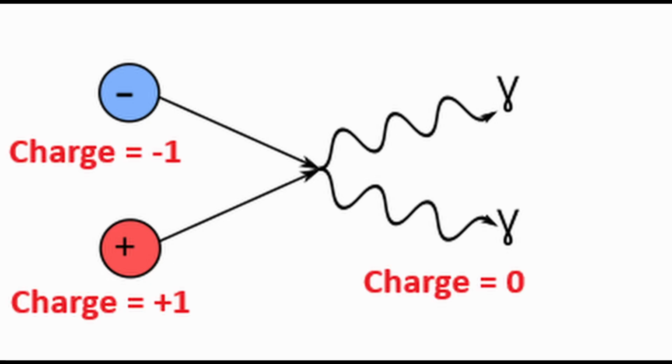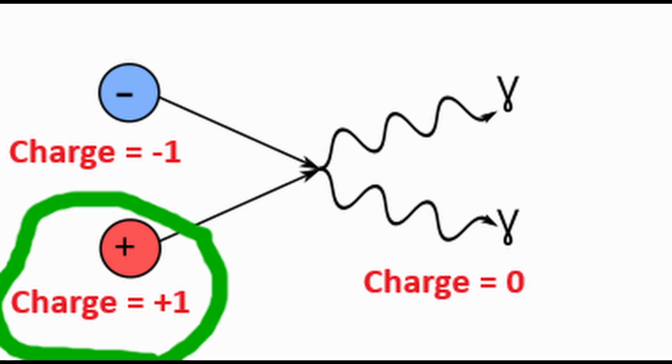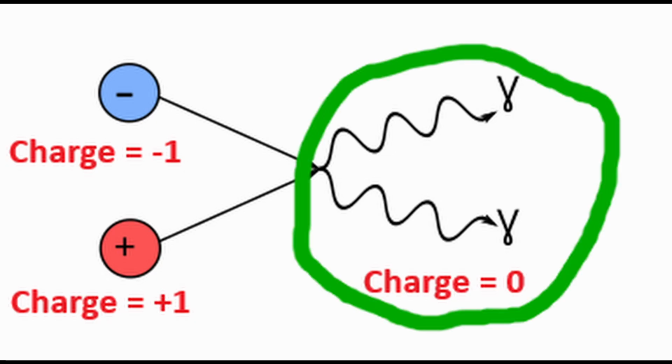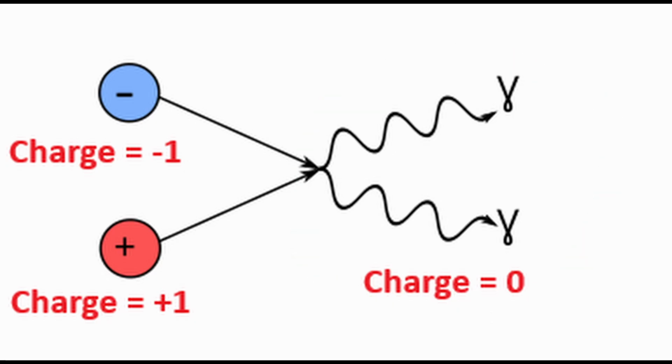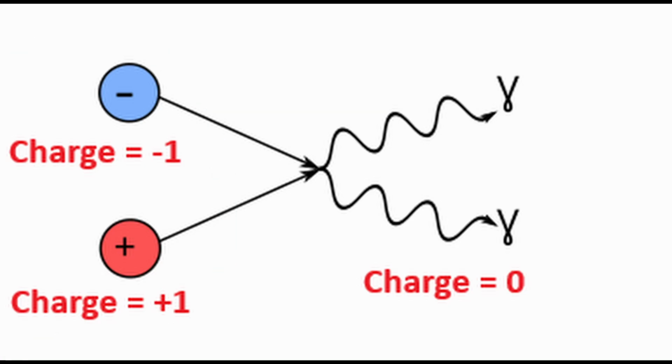If you take an electron with charge minus 1 and annihilate it with a positron with charge plus 1, the result is gamma rays that possess zero charge. This matches the total charge before the annihilation, which is minus 1 plus 1 is equal to 0. Thus, you can see there's a core requirement in our universe that charge must always be preserved.